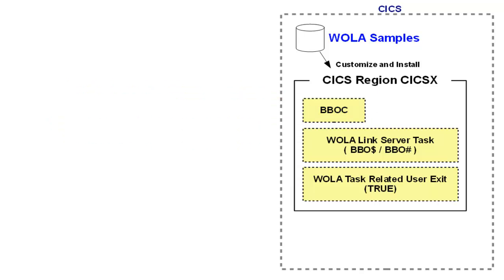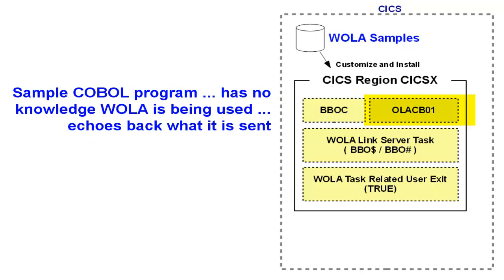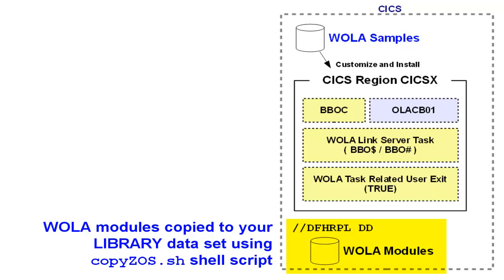And the sample program that we're going to use is called OLACB01. It is a simple COBOL program that echoes back messages that come to it. And if you look in the source of that, you'll see it has no knowledge of WOLA whatever. And finally, we tie this all together with a concatenation of the WOLA modules to the DFHRPL for the CICS region.